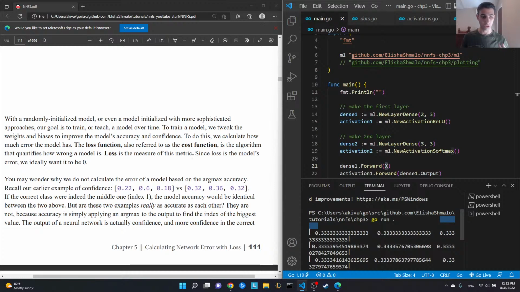So loss, the word loss, is like how wrong it is. Since loss is the model's error, we ideally want it to be 0. So we're looking to minimize the loss. We want loss to be as small as possible. The higher the loss, the worse we are.